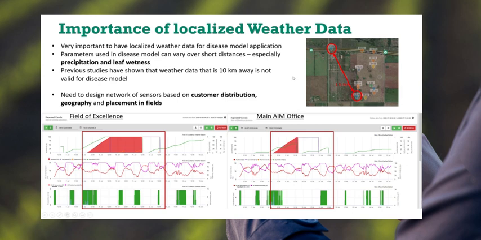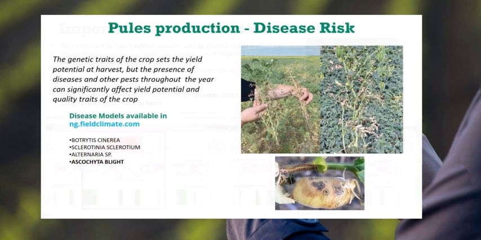So you can't design a network of field models based off of data that is 10 kilometers away. It just won't work. You've got to have a device that's in or near that field to provide proper data to drive the model process. So you have to design this whole network based on the customer distribution, field locations, and the geography of the area. For pulse production in FieldClimate, we have a series of models: Botrytis, Sclerotinia, Alternaria, and Ascochyta.